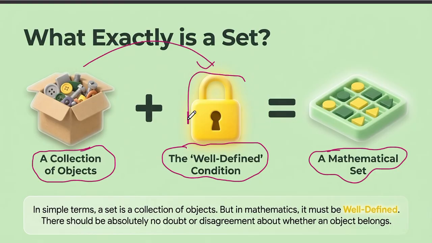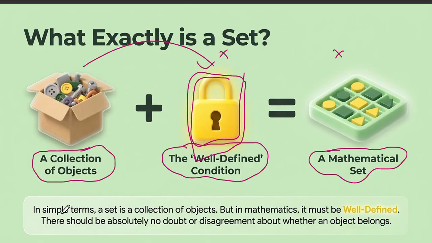So what is the meaning of well-defined? For example, if I tell you to make a collection of the food items that you like, in mathematics that is not a set. Why is that not a set? Because it is not well defined. You like one food, I like another food. So that is not the same for everyone. Everyone likes different foods. Well defined means it is the same for everyone, there is no disagreement on that.